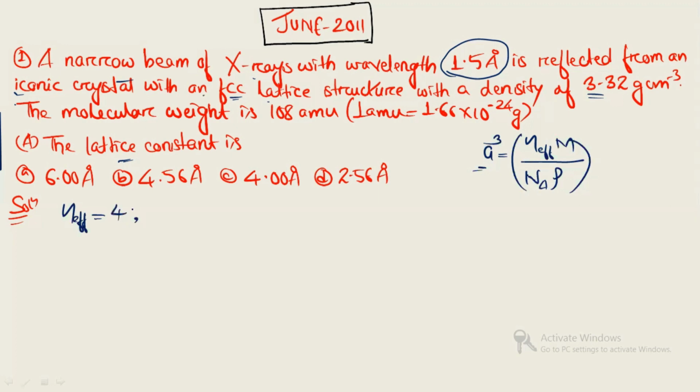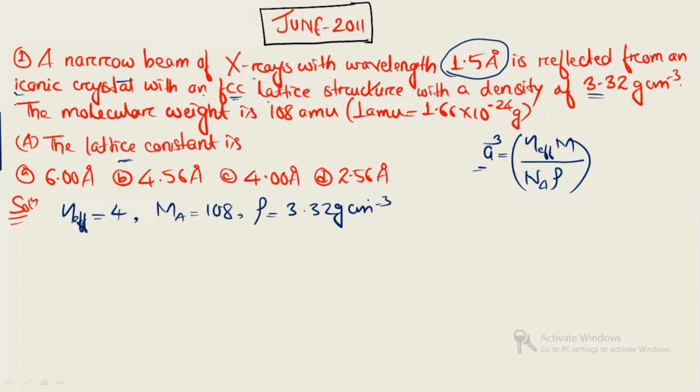I am directly putting the values because we are not studying the theory, because if I go on explaining how n effective is 4 for FCC, it will become a very lengthy video. So I'm doing this just for the students who want previous year questions. All right, and these things I will explain in the lectures later on when I start the solid state physics lecture. So this n effective is 4 here. Okay, and the molecular weight is given to you, 108. All right, the density is given to you, rho is equals to 3.32 gram centimeter cube inverse.